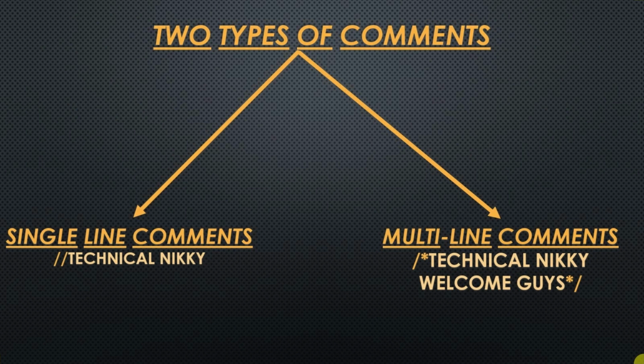And multi-line comments means as you type a forward slash and a star at the start of a line, then all the lines after this line will be commented out or dead. And if you close it with a star and a forward slash, then everything between these two symbols will be commented out or dead, okay? So let's jump to the practical of the comments.